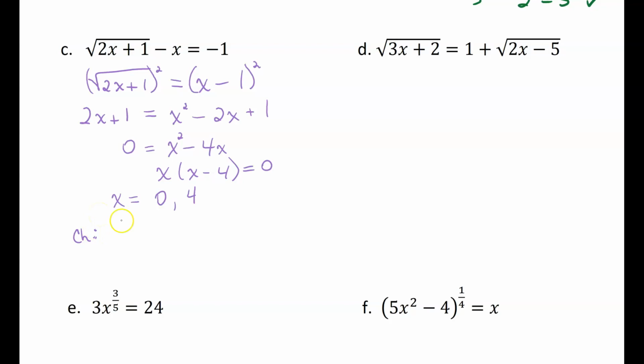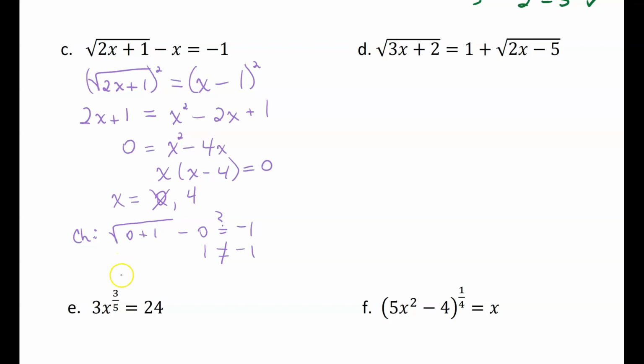So if I plug in the 0, I'm going to get the square root of 0 plus 1 minus 0 is equal to negative 1. Okay, and again, that's what we're trying to ask ourselves. I have 1 here. 1 minus 0 is 1. And does 1 equal negative 1? It does not. This is a false statement, which means x equals 0 is not a solution.